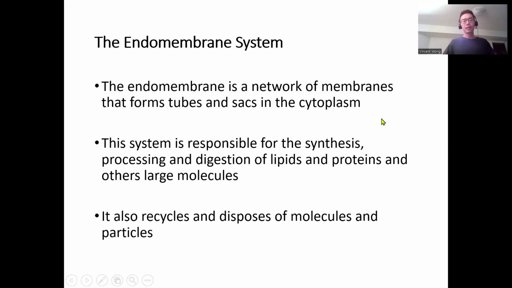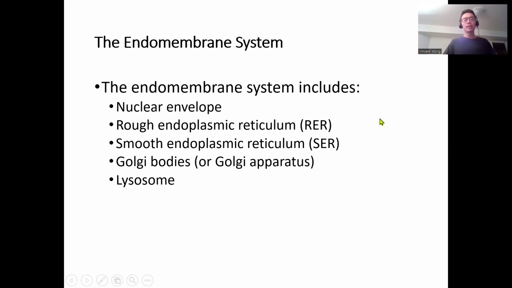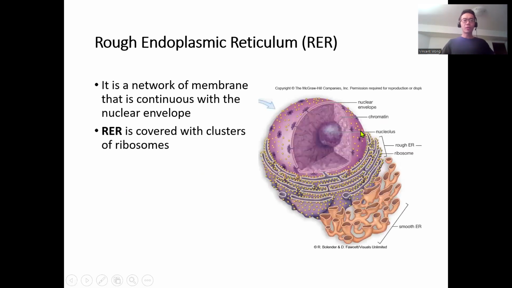The key components of the endomembrane system are listed here. There's the nuclear envelope, which we drew, and the nuclear envelope extends into the cytoplasm to form the rough and the smooth ER, depending on whether they have ribosomes on it. And then there's something called Golgi body that we haven't talked about yet, and then there's something called lysosome that we haven't talked about. Okay, so let's start with the rough ER.